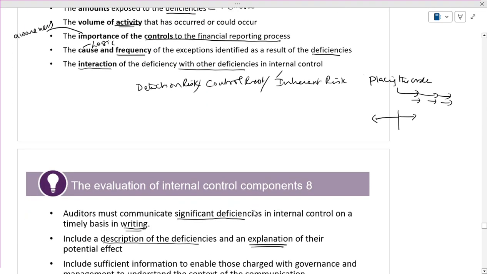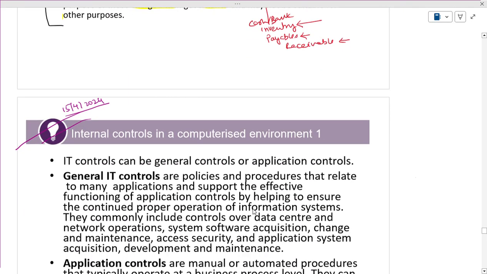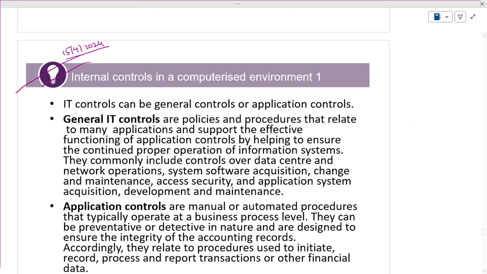Fine. Next, when we do the subsequent things, here we are going to have internal controls in a computerized environment. In a computerized environment, what will happen? There are two different segments. The first one is IT controls, which can be two things: general controls and application controls. What we have to do is make it.